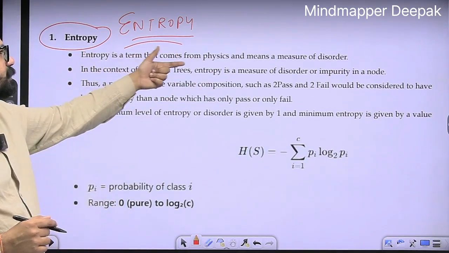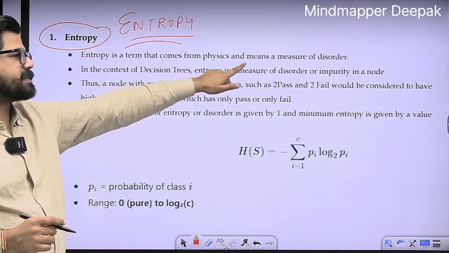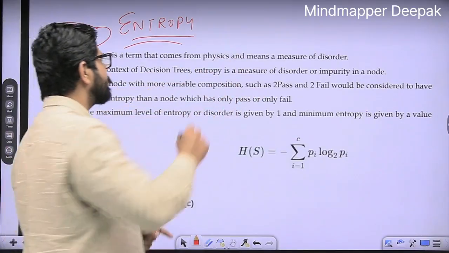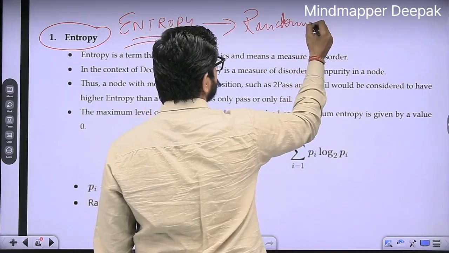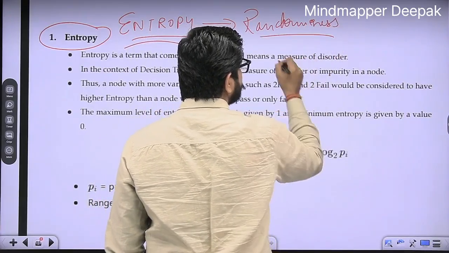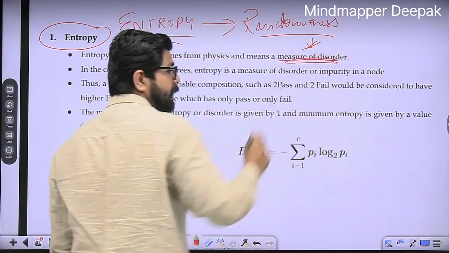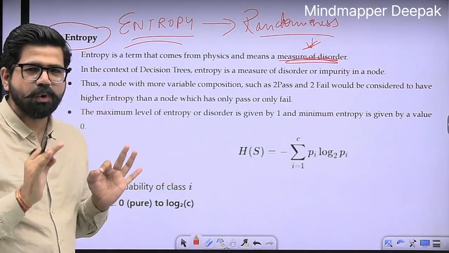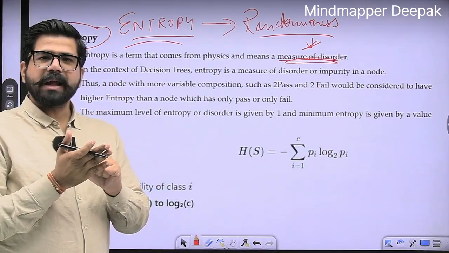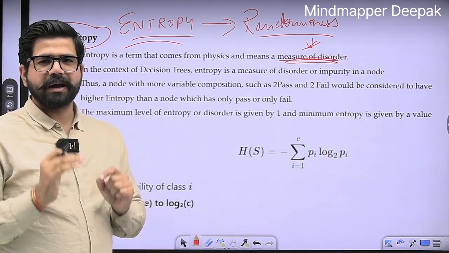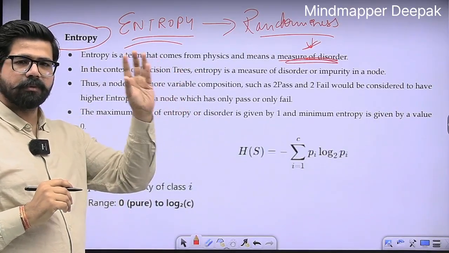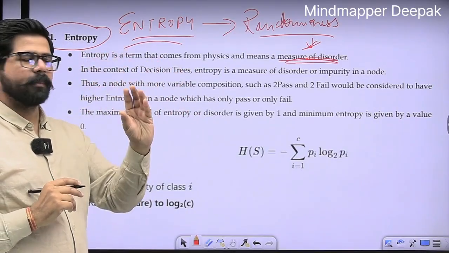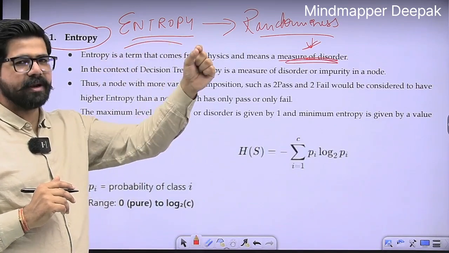So entropy is a term that comes from physics. Okay, it means measure of disorder. What is entropy? It is the randomness, or it is nothing but the measure of disorder. Try to understand, these are very important things. Every single point which I am telling here is important. Okay, keep in mind. That's why a mind map will form in your mind of how the things are related.